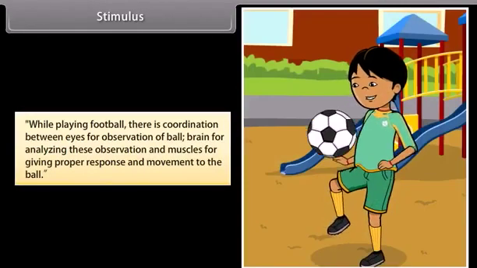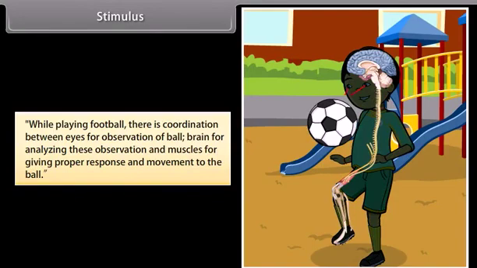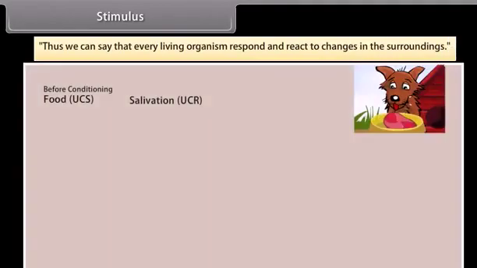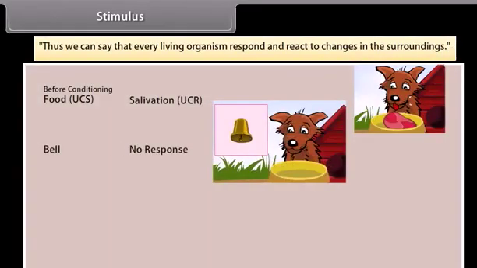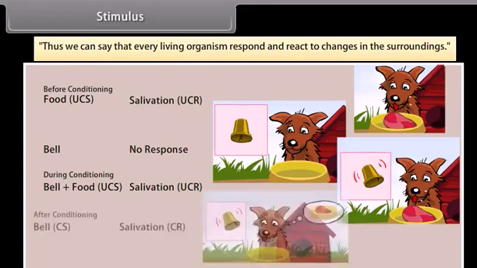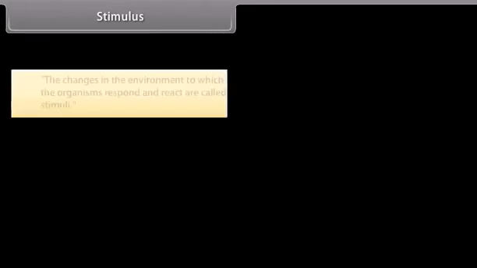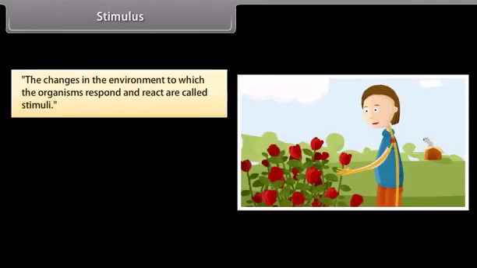Stimulus. While playing football, there is coordination between the eyes for observation of the ball, the brain for analyzing these observations, and the muscles for giving proper response and movement to the ball. Thus, we can say that every living organism responds and reacts to changes in the surroundings. The changes in the environment to which organisms respond and react are called stimuli.